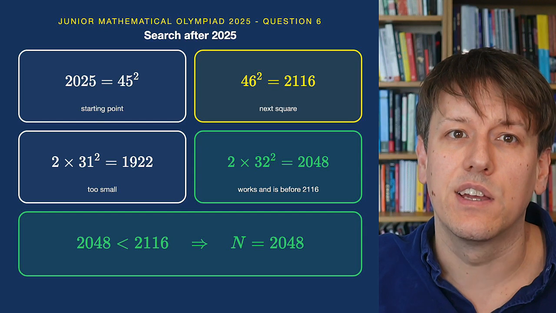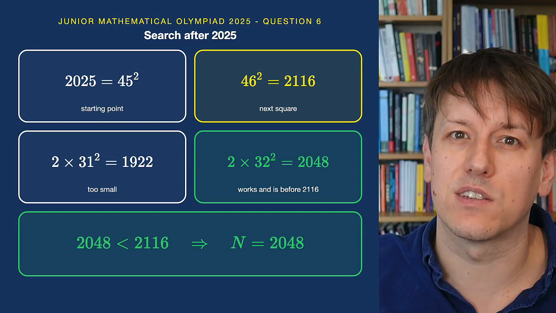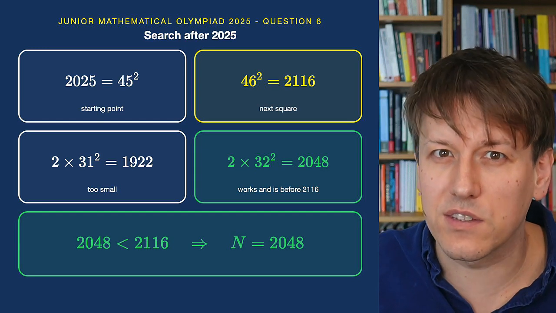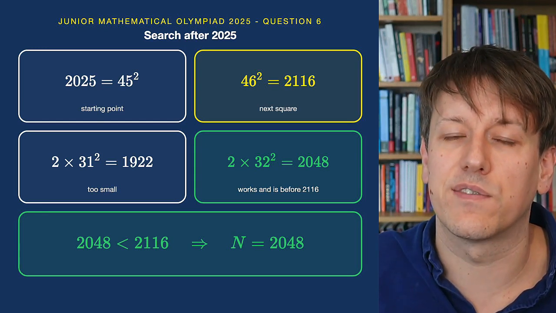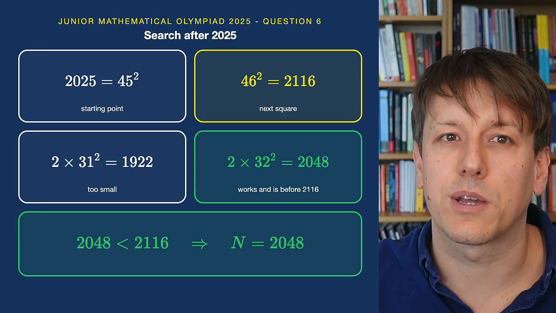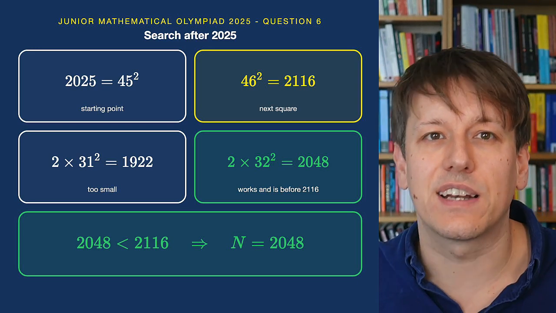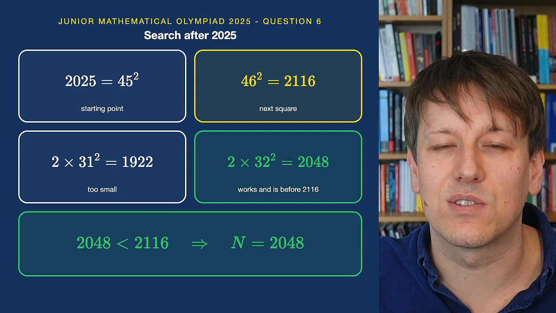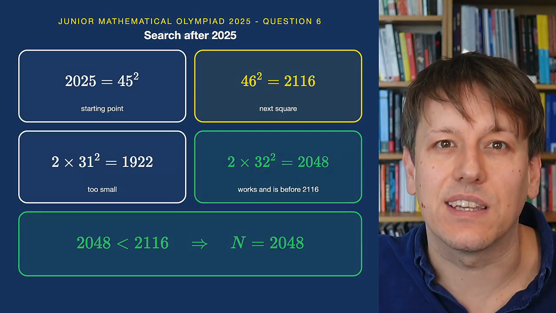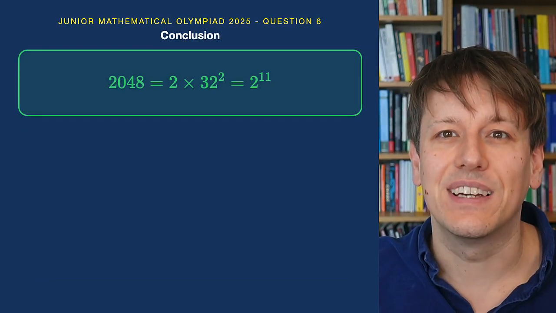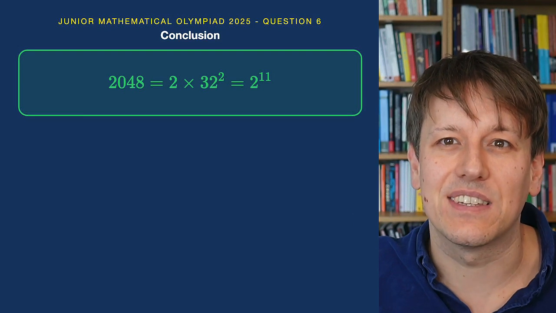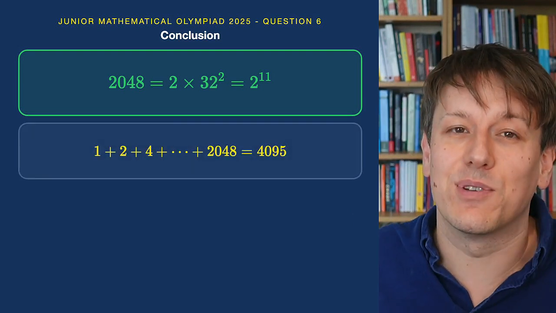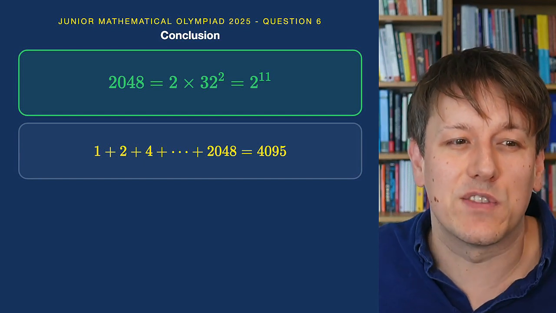And it was important that I had 2 times 31 squared in my working as well, right? Because I'm showing here that the one before 2 times 32 squared doesn't work, and that 2 times 32 squared is the first one that does work. So the final answer then is that 2048 does work. It's 2 times 32 squared, which is actually in itself a power of 2 as well, 2 to the power of 11. So its factors are powers of 2, and actually the only odd factor it's got is 1, which again, you potentially could have spotted, I suppose.